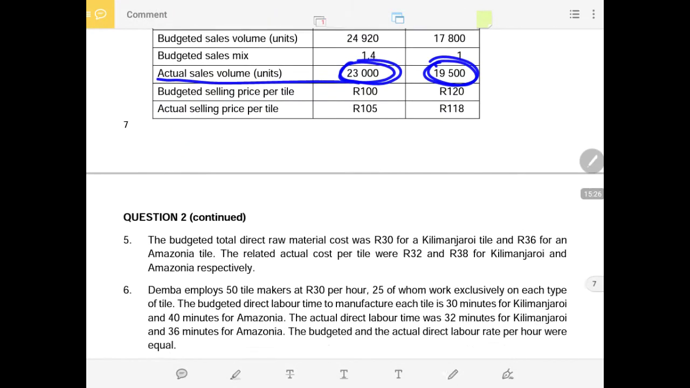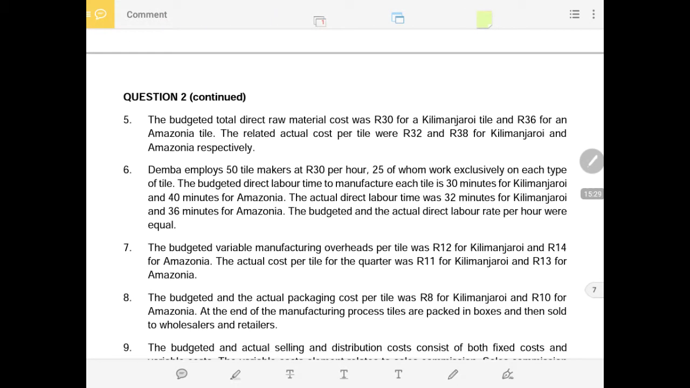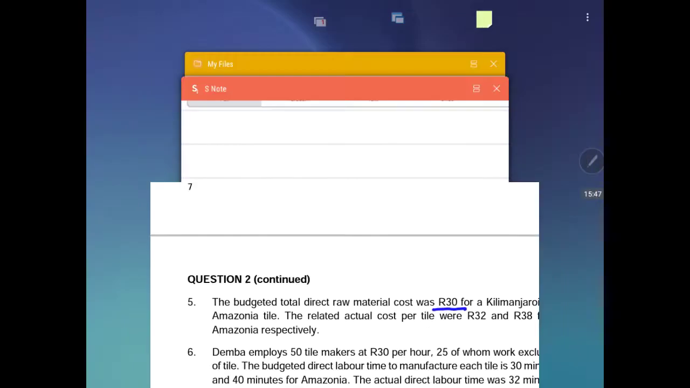Now, we go to number 5. Number 5 says the budgeted data. Remember, anything budgeted has to do with the break-even units. Budgeted total direct material cost is 30 Rand for the Kilimanjaro. Now let me go and do my calculations immediately. Why am I doing this? Because we need to calculate contribution per unit first before we calculate our break-even point. So now let me calculate my contribution per unit.